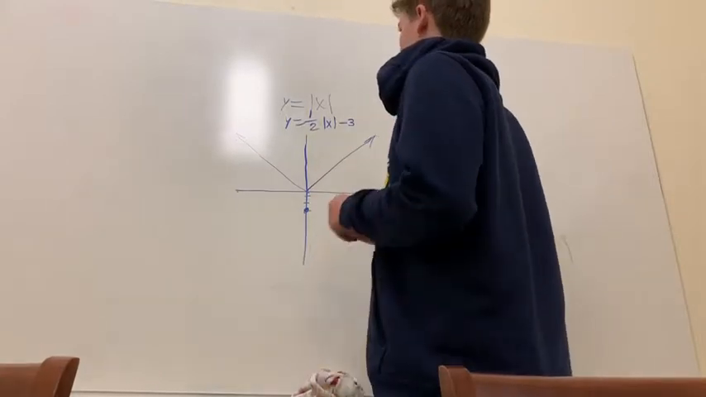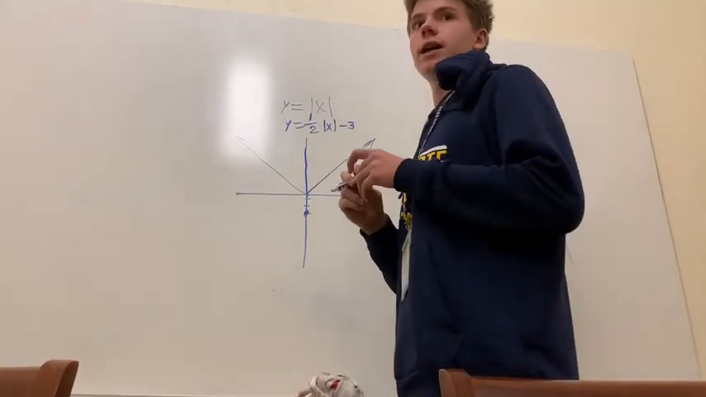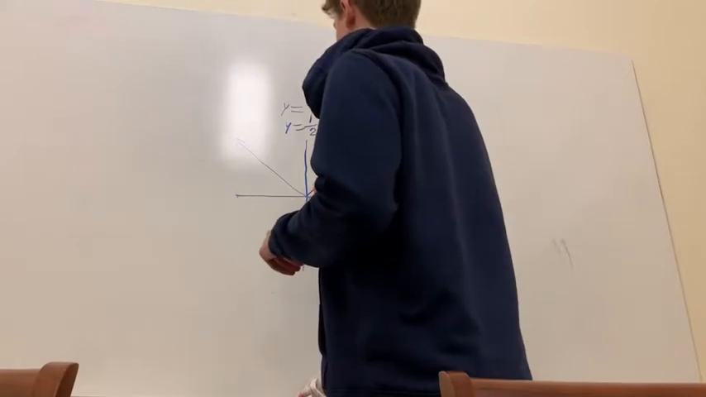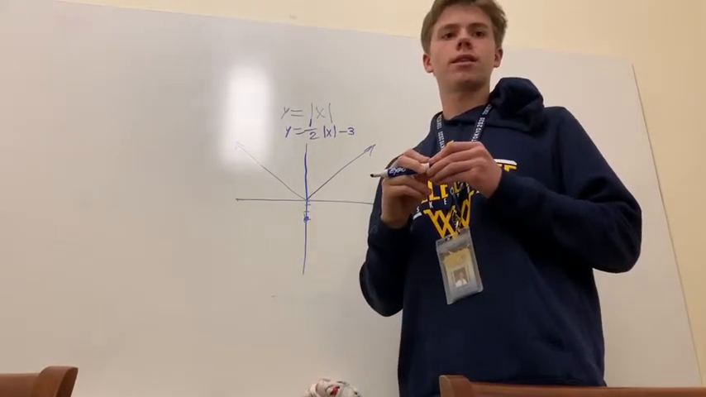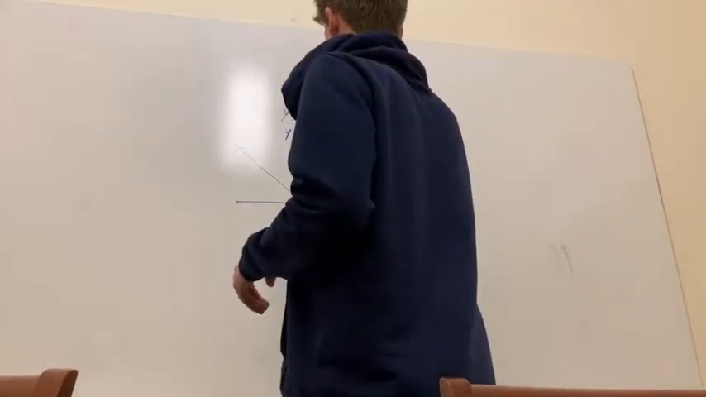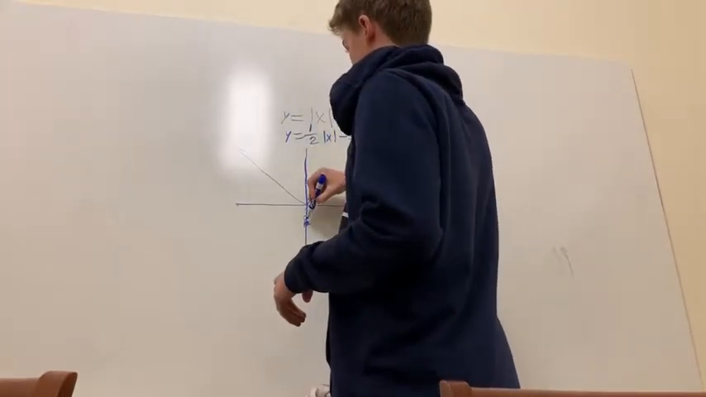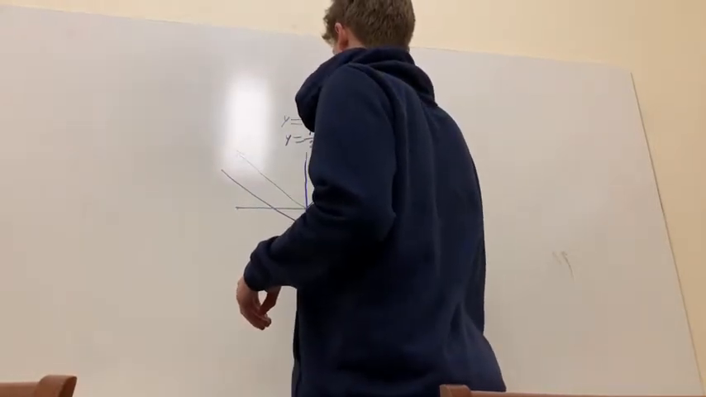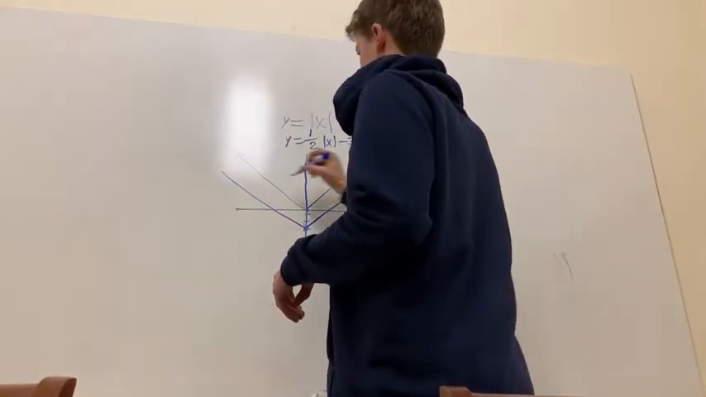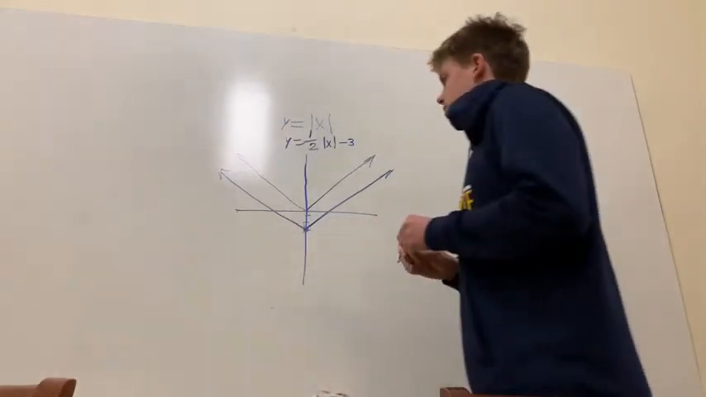So then when you have a half, you dilate thinner, right? So it'll be like this. Or would it dilate wider? It'd dilate wider, yeah. So it'd be more like this, because it's wider than the first one. So that's what it would look like.